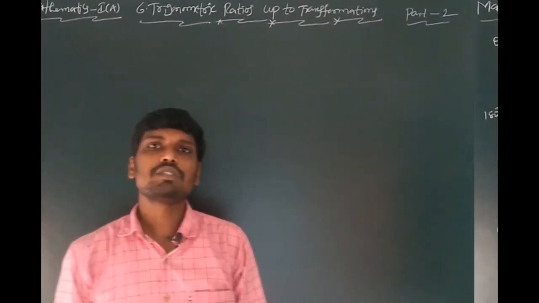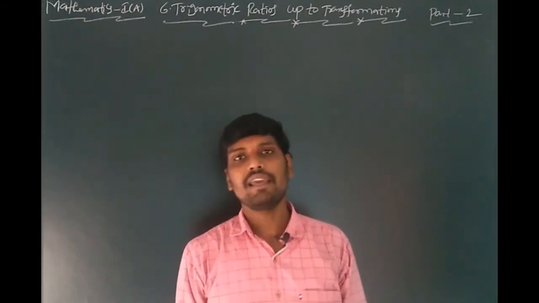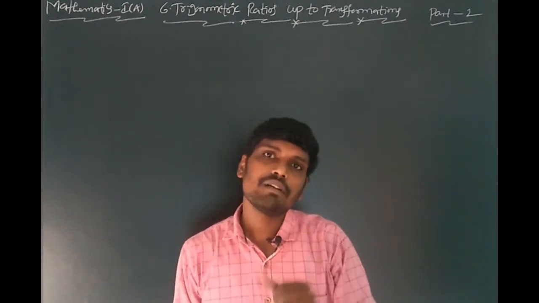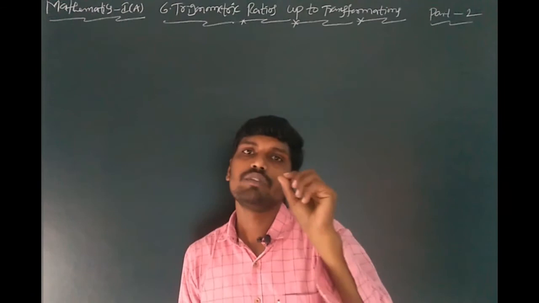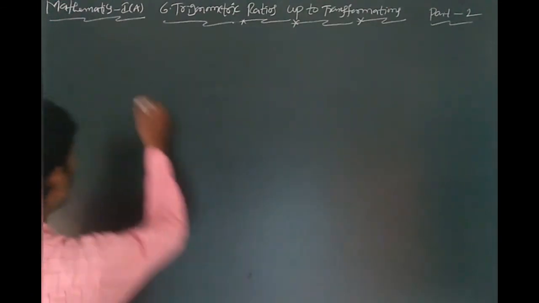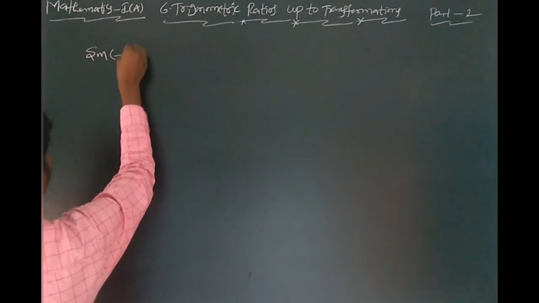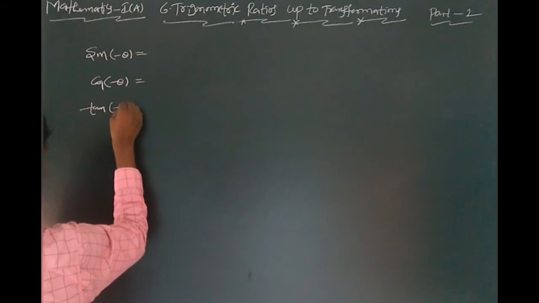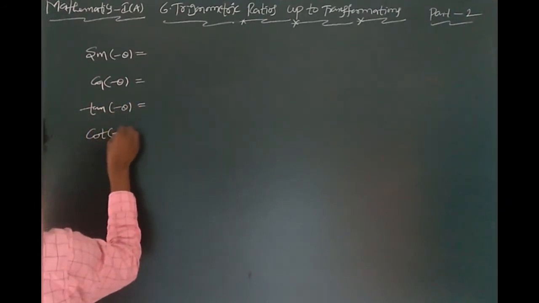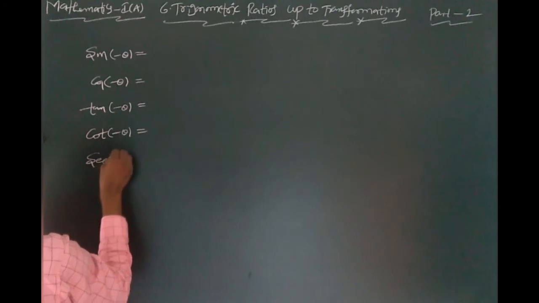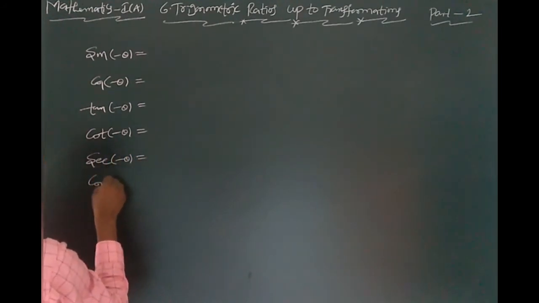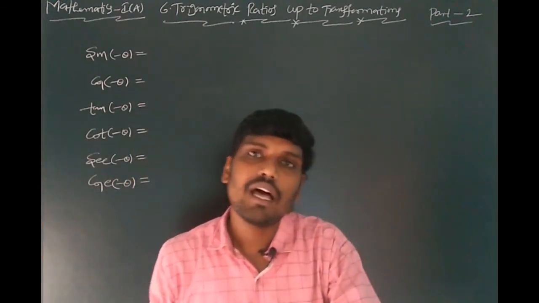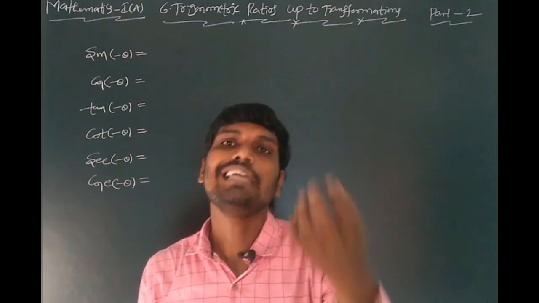Next, suppose theta is a negative angle, meaning theta's direction is clockwise. When the direction is clockwise, the measurement of the angle is negative. Suppose minus theta: sine of minus theta, cos of minus theta, tan of minus theta, cot of minus theta, secant of minus theta, cosecant of minus theta. Here theta has a clockwise direction, so its measurement is negative.